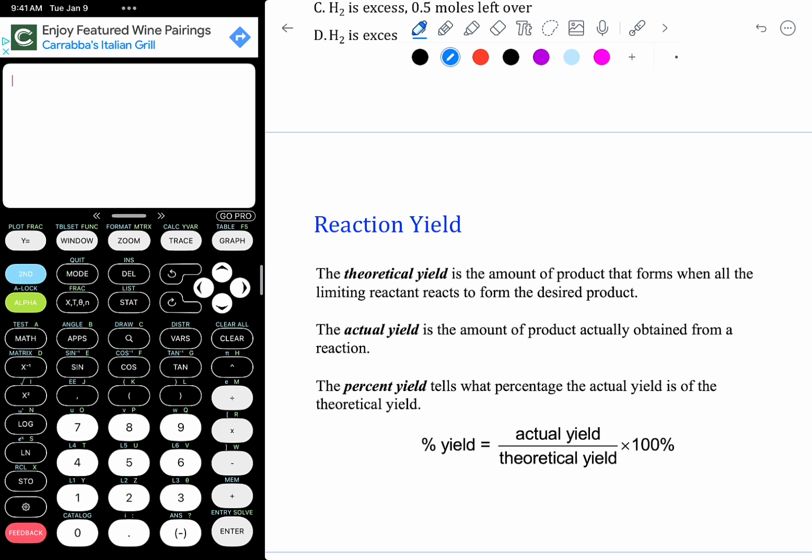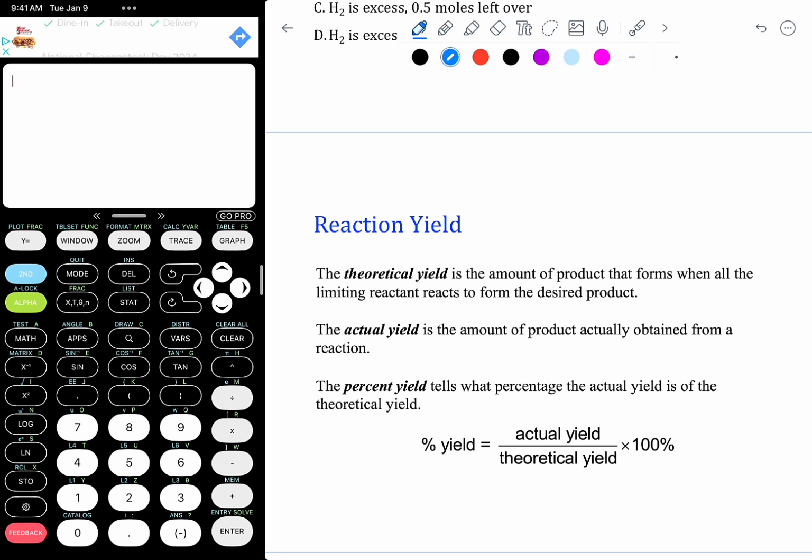The actual yield is the actual amount of that product that we obtained from the chemical reaction. Maybe I didn't get exactly 5.0 moles of water out from that reaction. Maybe I only got 4.7, or maybe I only got 4. Something happened along the way. My reaction vessel opened and I lost some of my product. Maybe if it was a liquid, it spilled. Things go wrong. So our actual yield is the actual amount that we got out from that chemical reaction.